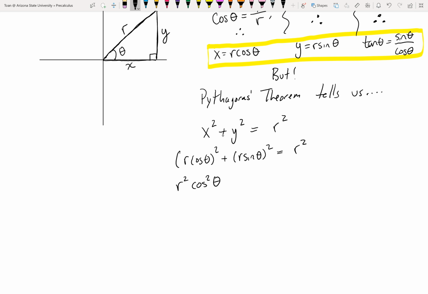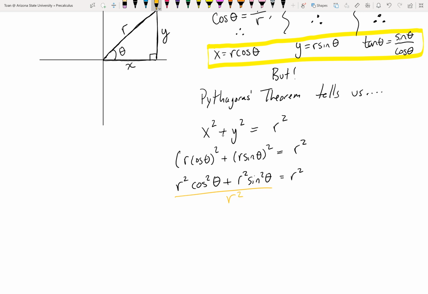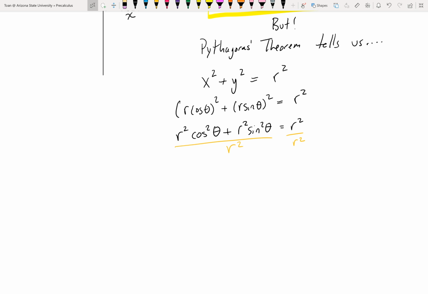In trig, guys, for whatever reason, if you ever have to square a trig function, we always put it in between the angle and the trig ratio. It's just a notation that mathematicians do. R squared sine squared theta equals r squared. And then we can go ahead and divide both sides by r squared. And that gives us what is aptly known as the Pythagorean identity. Cosine squared theta plus sine squared theta equals 1.